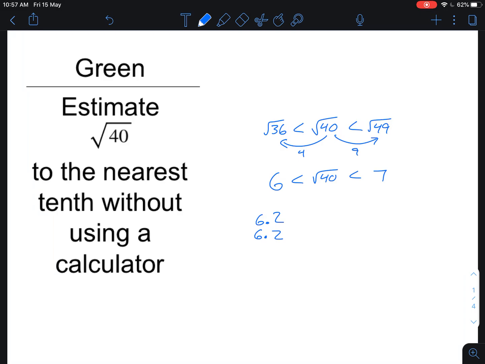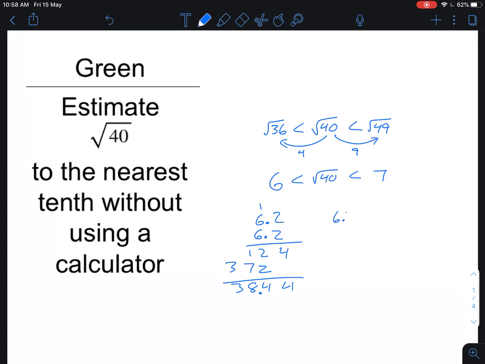So I say, all right, well, what is 6.2 times 6.2? That's 4, 12, 37, 38.44. Okay, so that's pretty close to 40, but maybe I could get a little closer.